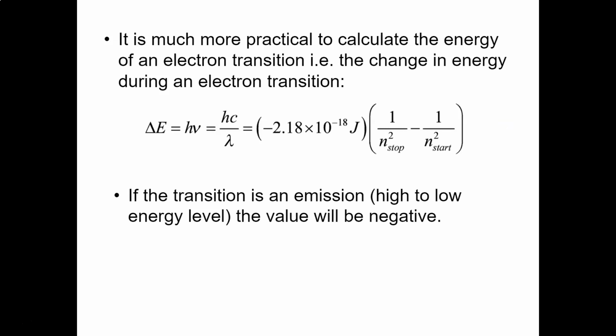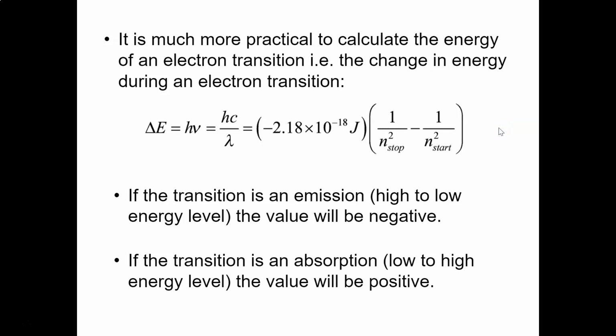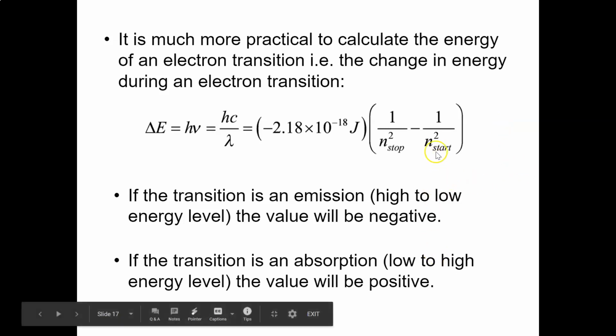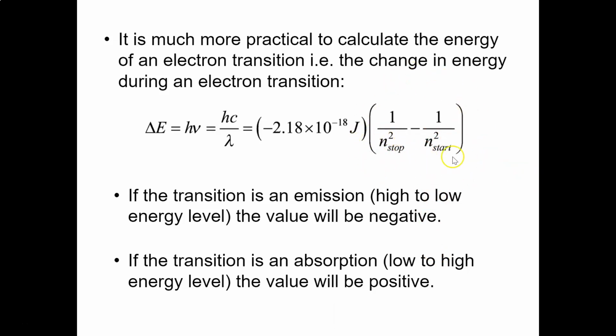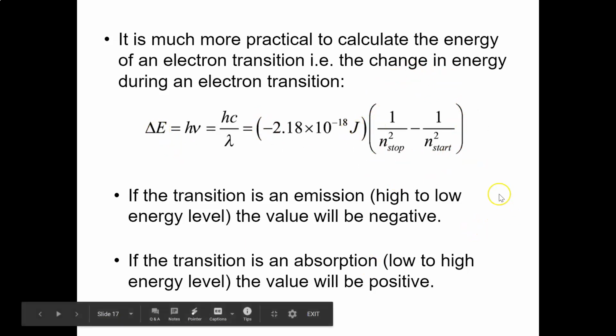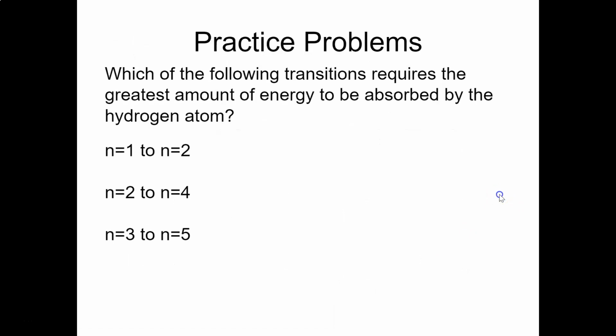So if the transition is an emission, so if you're going from high energy to low energy, the value you should calculate will be negative. So if this is your starting point and this is your stopping point, if it's an emission, this is going to be a higher number, this is going to be a lower number, so you wind up with a negative value here because this is negative. If you have an absorption, energy has to go in, so delta E is going to be positive because you're starting low and going high, which winds up making this value negative. So a negative times a negative gives you a positive. Okay, so that's just something to help you keep track of any calculations that you do.